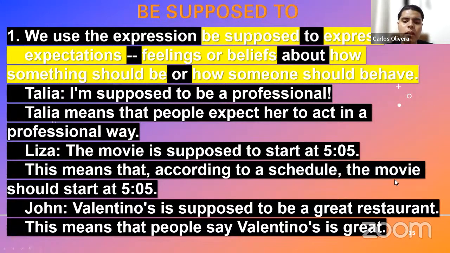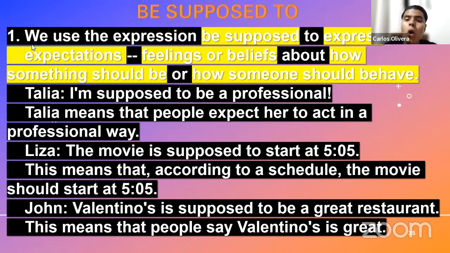Because when you speak in this manner, it sounds better. When people use other options it sounds informal, but using this one is very good. So let's go. Be supposed to. That is the topic for today's class. Now let's see what this means.